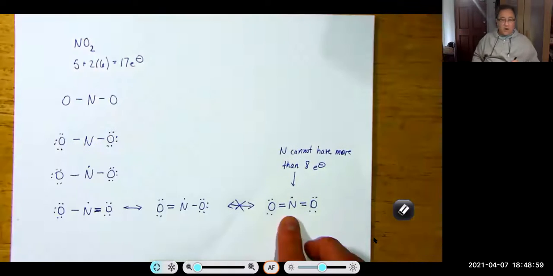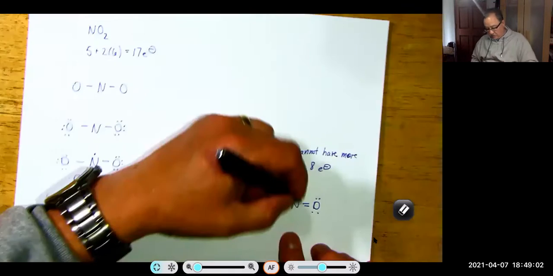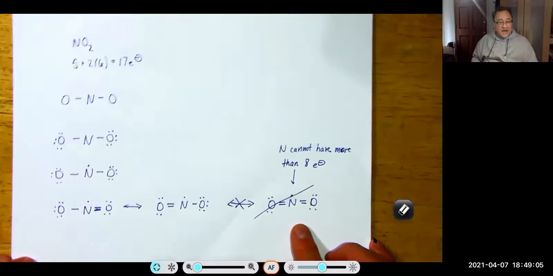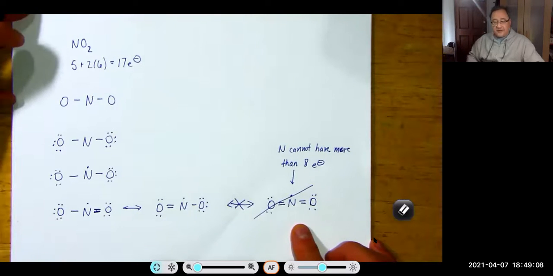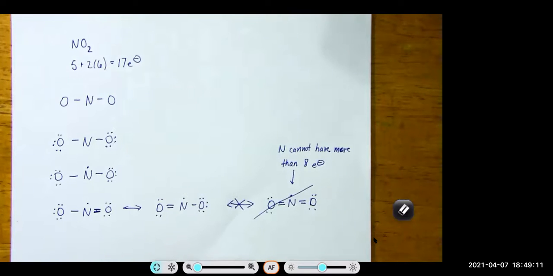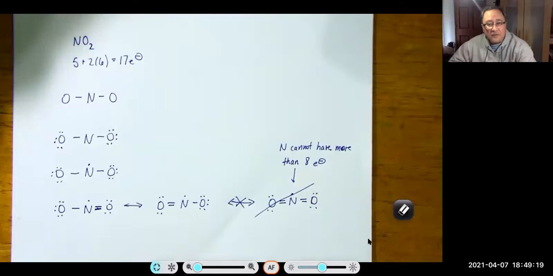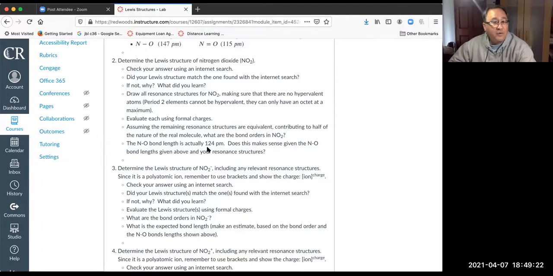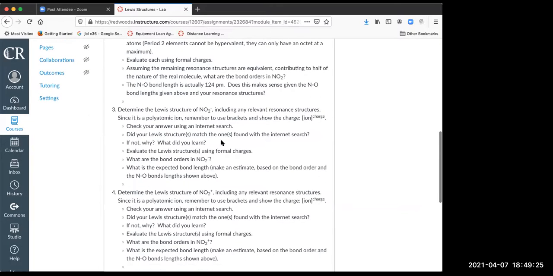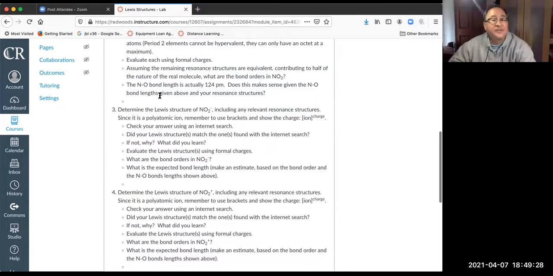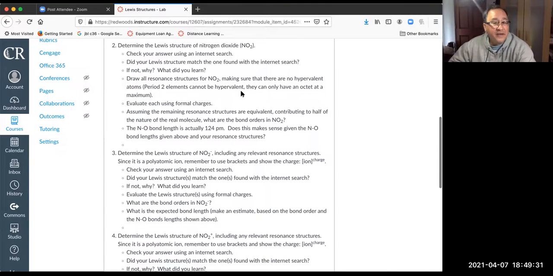And here's my explanation for why no. Nitrogen cannot have more than 8 electrons, period. Right. That's what I started off with, but then I asked you, can it be more? And I thought you said it had to be less. So then I came up with the same thing. And even in the problem, it says you can't have more than 8. Do you see this? Yeah. Period 2 elements cannot be hypervalent. They can only have an octet at a maximum. So hypervalent means more than 8.